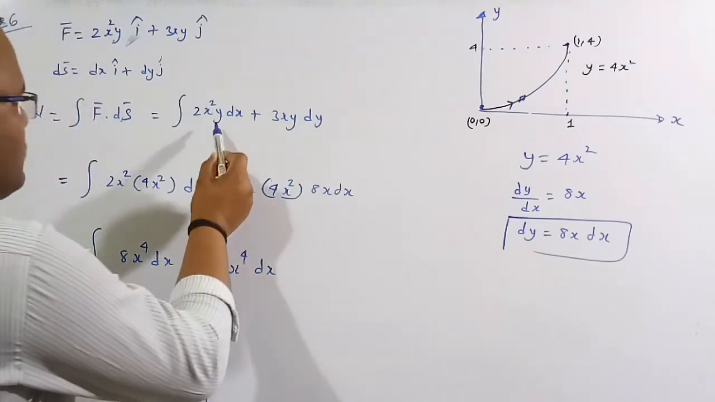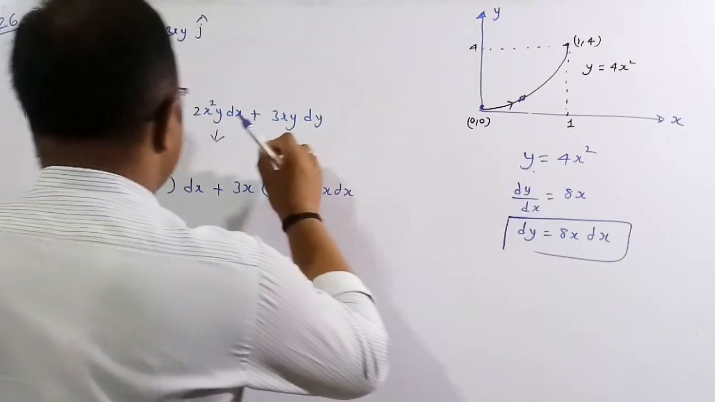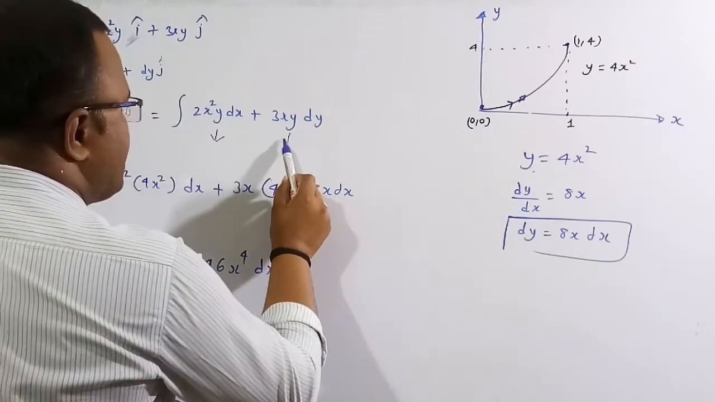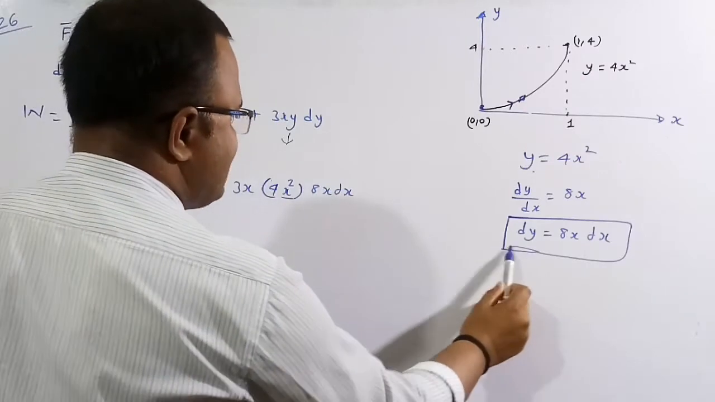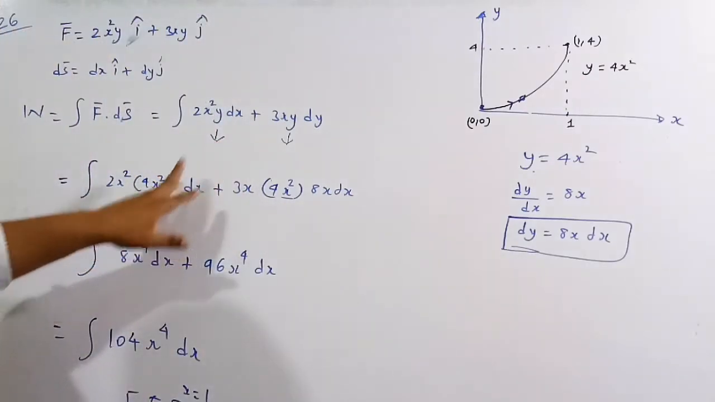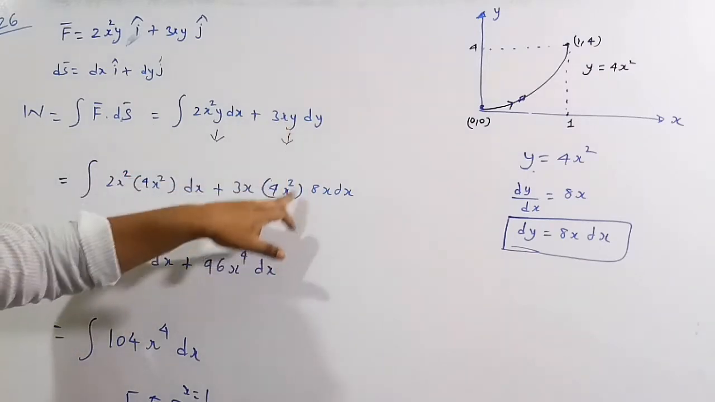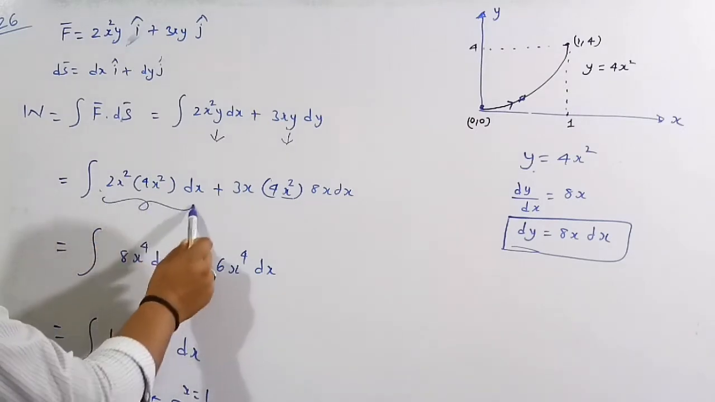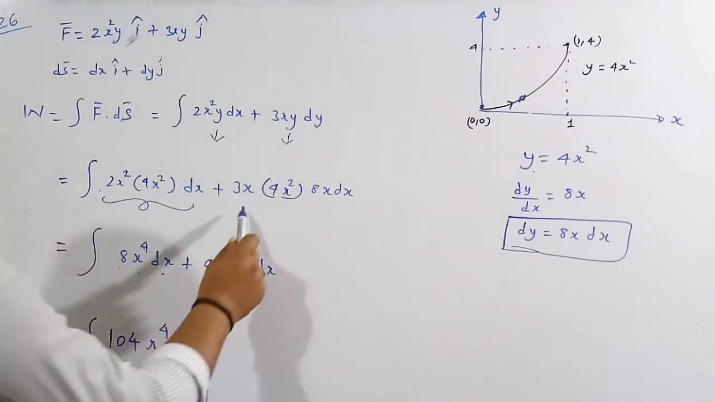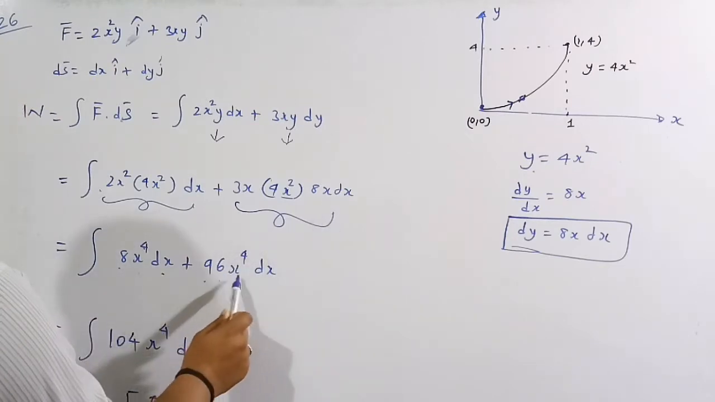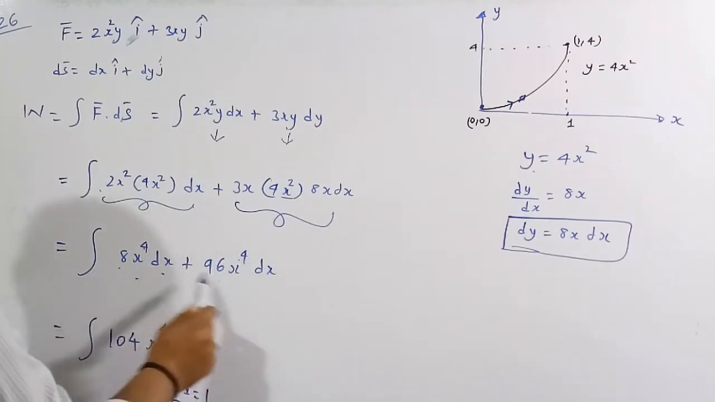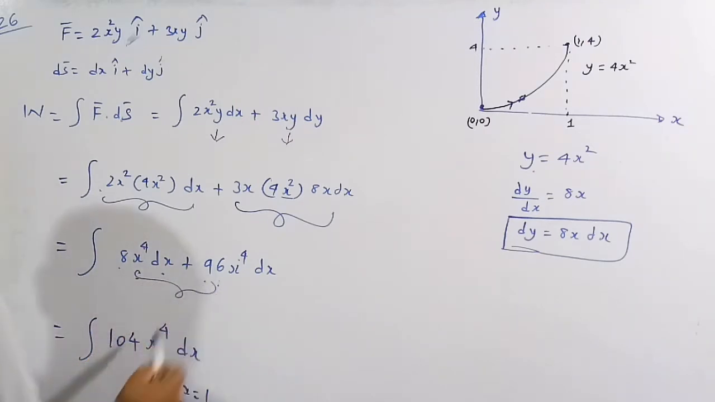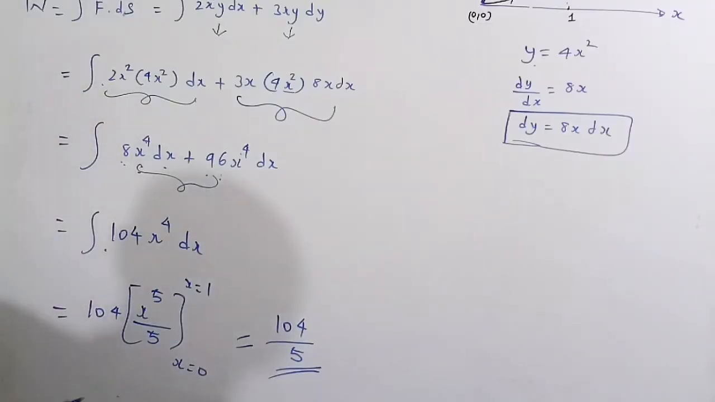So here there is a y. y is nothing but 4x². So in place of y substitute 4x², and dy is equal to 8x dx. So I have substituted here: y is 4x², and dy is 8x dx. Now finally, if you do the simplification of this one, we are going to get 8x⁴ dx, and if you do the simplification of this, we are going to get 96x⁴ dx, and these both terms are the same. So if you add them, we are going to get 8 plus 96, which is 104x⁴ dx. So here finally this integration is now only in one variable x.